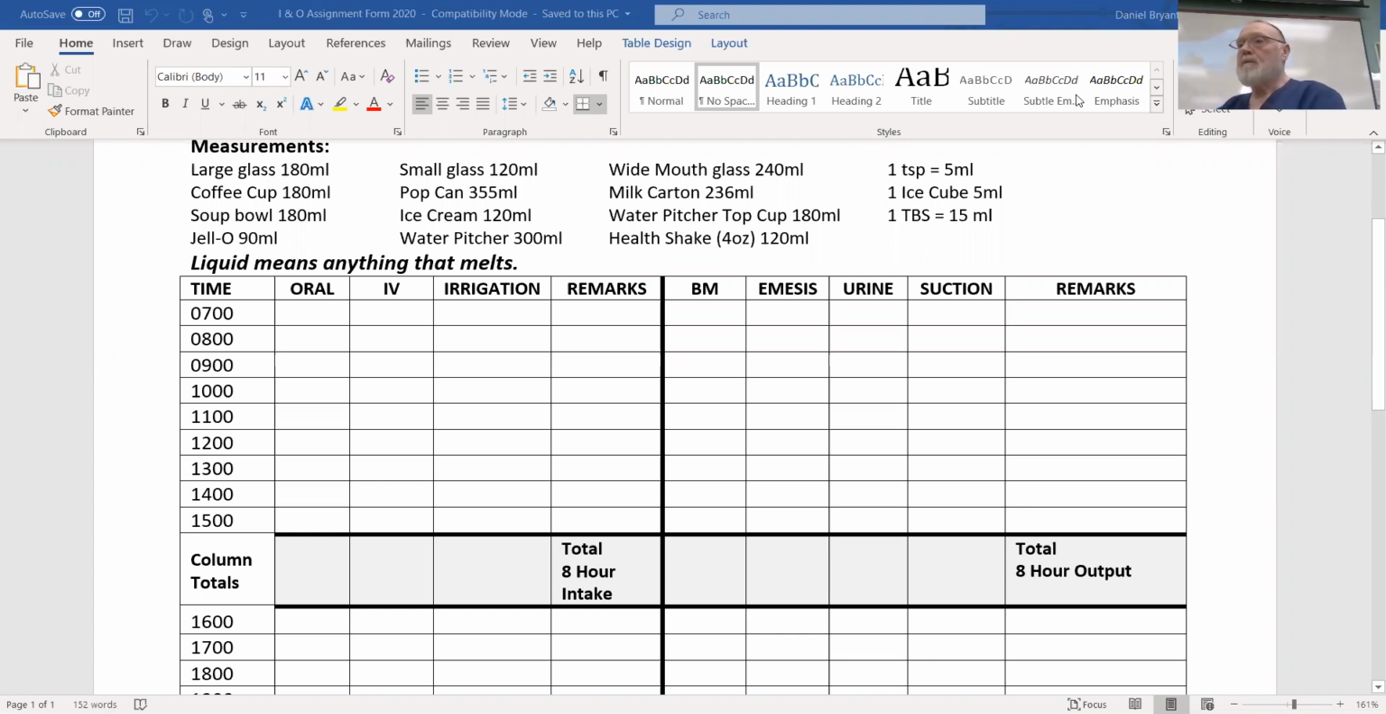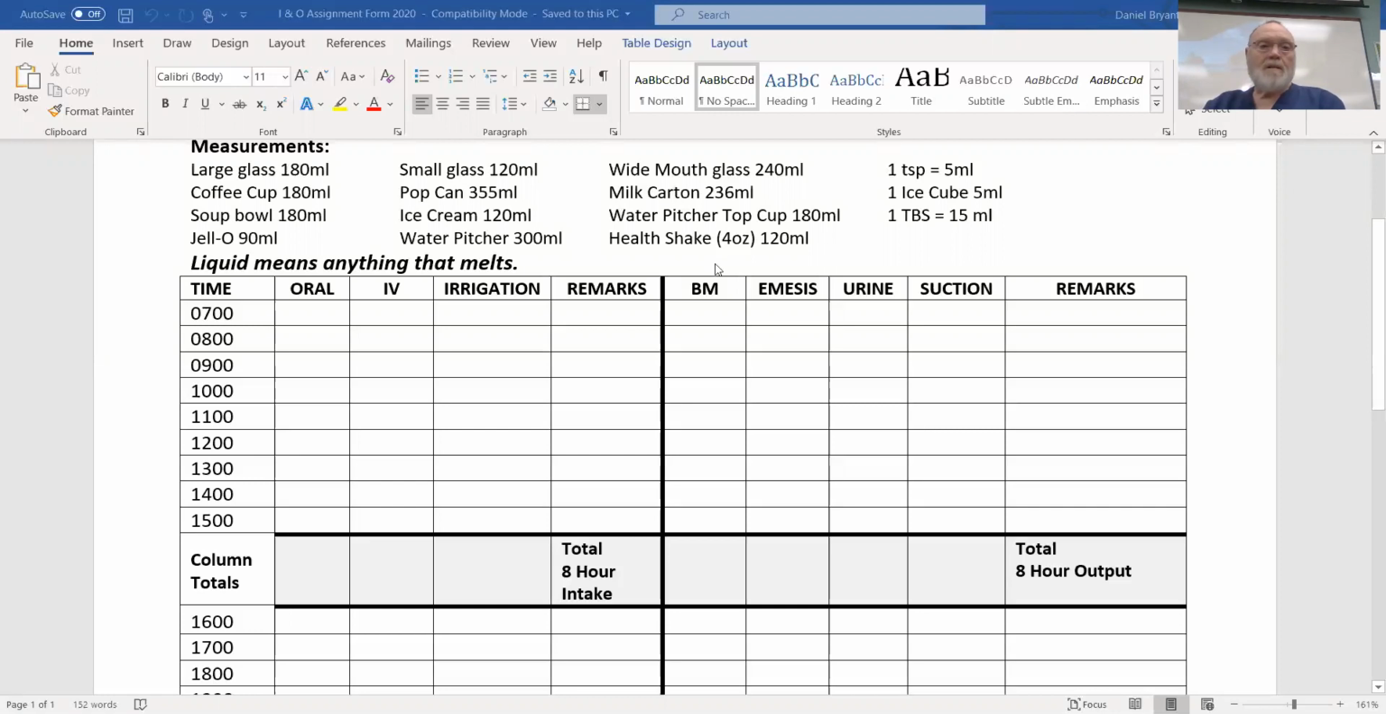INO is a very important tool used in the hospital and care facilities. We need to be very careful in documenting on this to determine if the patient is getting enough fluids or too much fluids, if they're becoming dehydrated, that sort of thing. So you'll be recording all 3 shifts. I'm going to go through the first shift with you.